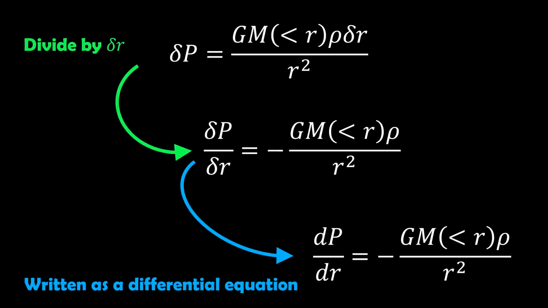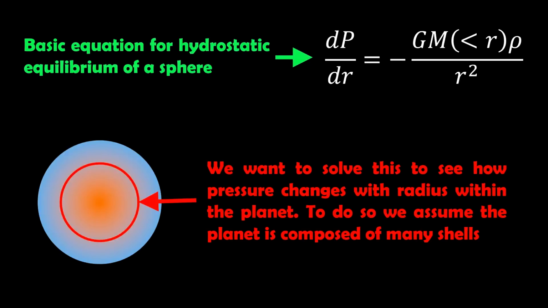Now what we can do is divide by delta R, which is your thickness of the slab, so the slight change in radius as you go across the slab. We can then write it as delta P over delta R, but we can also write that in the form of a differential equation instead, so we can write it as dP/dr, and we get the bottom equation there. This is our basic equation for hydrostatic equilibrium of a sphere. So this is essentially the pressure gradient, which is going to equal the gravitational force.